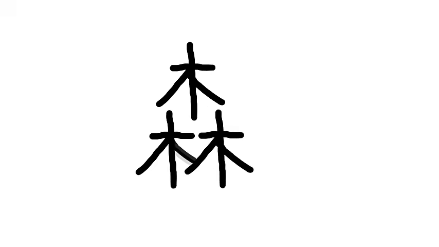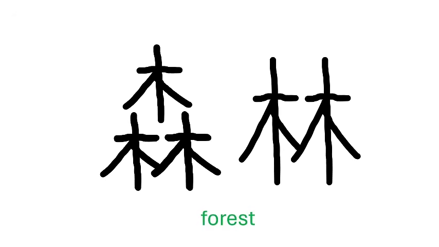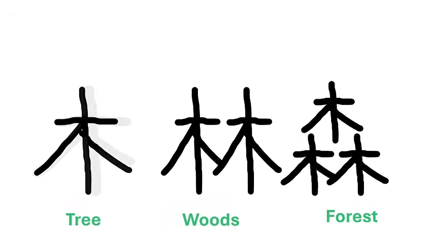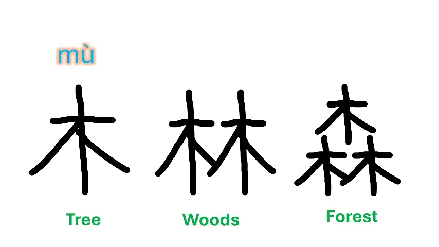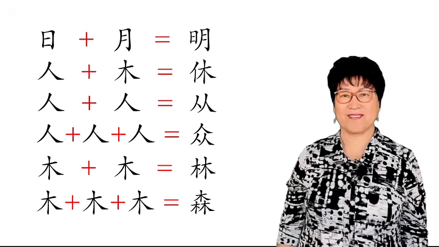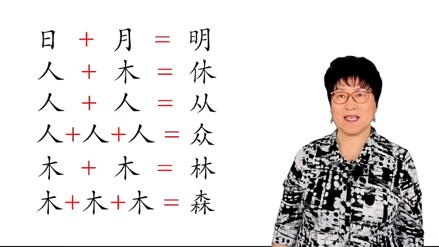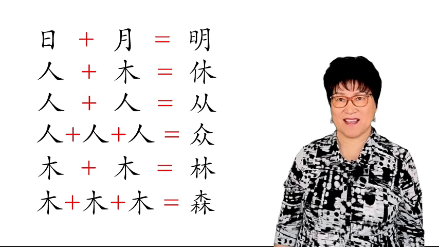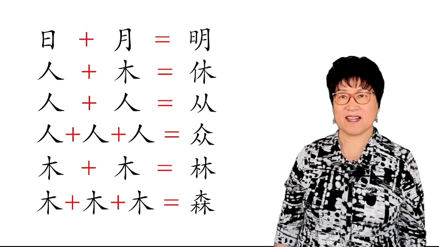In modern Chinese, it is common to use a pair of characters to express meaning more specifically. For today, we usually use this 2-character word for forest. There are many trees here. Now we have mu for tree, lin for woods, sen for forest. Their pronunciations are completely different and don't resemble each other at all. In all of these examples, new characters are created by combining the meanings of related characters. The meanings come together, but the pronunciations do not.